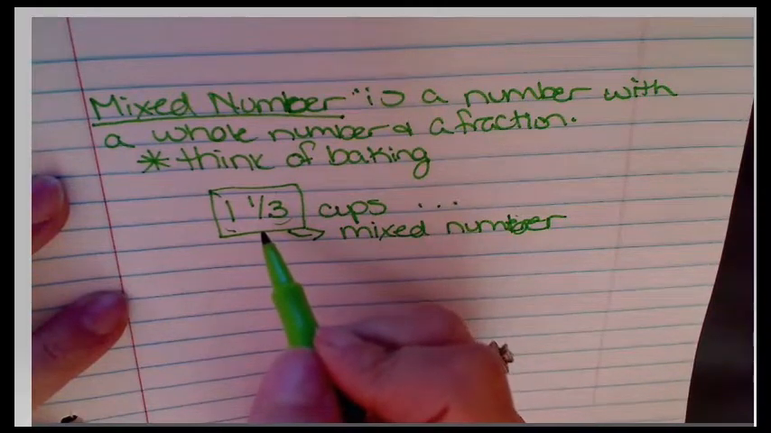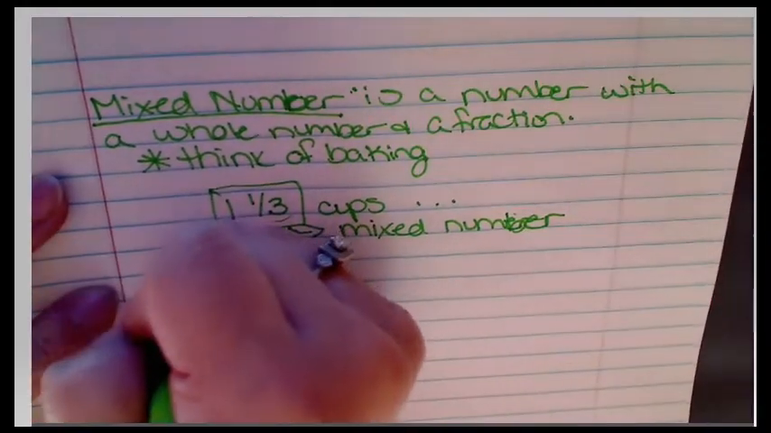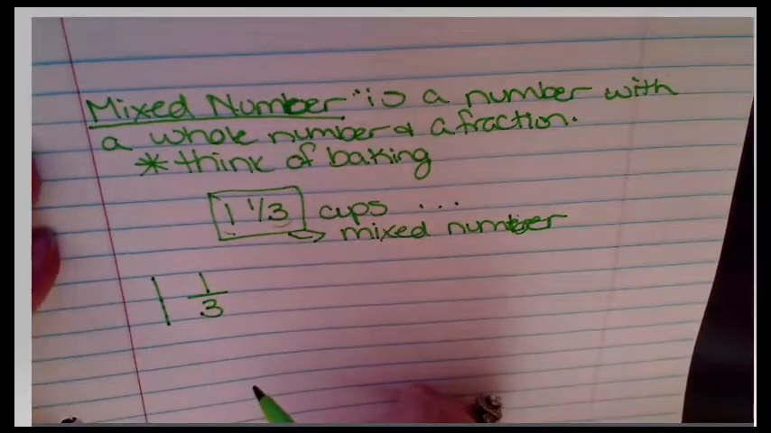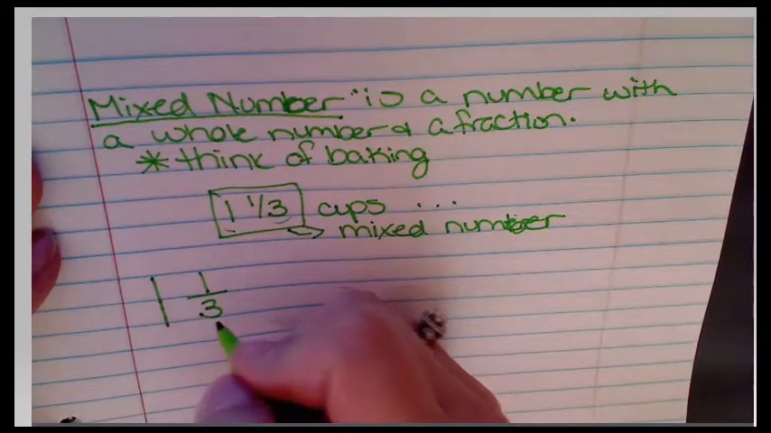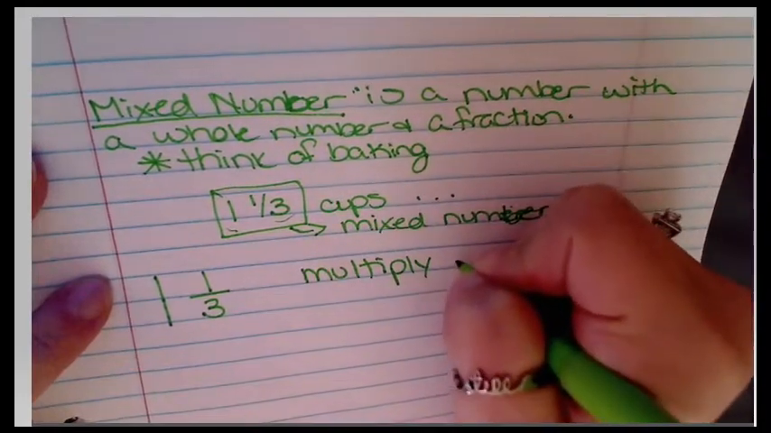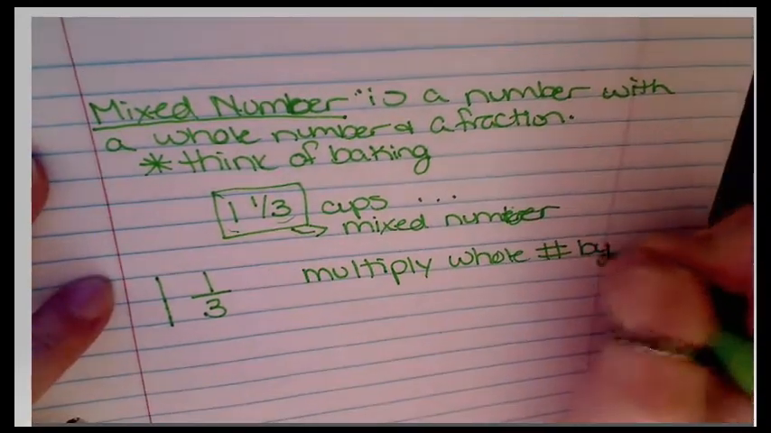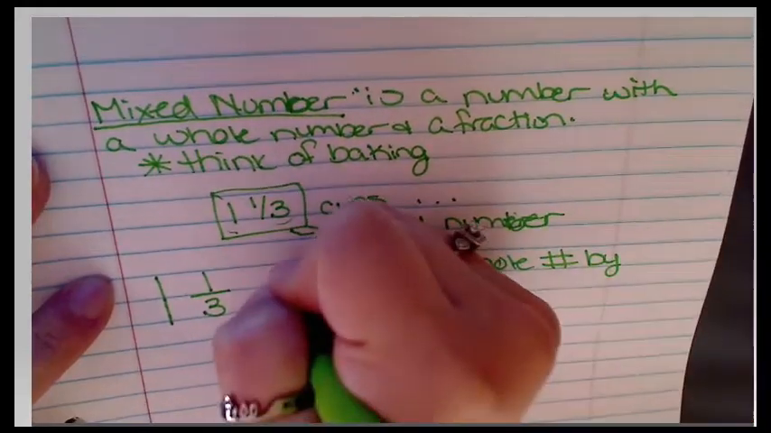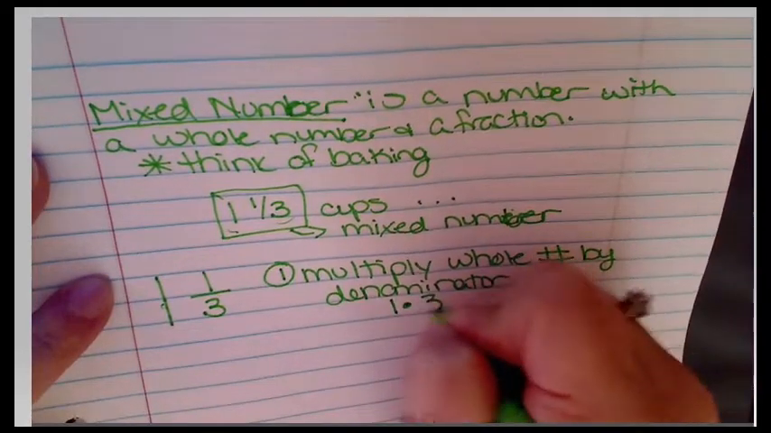So what if we have to transfer this into something that's just a fraction? What you're going to do is we'll just do this problem, 1 1/3. You're going to multiply the whole number by the denominator. So this is step 1, which is 1 times 3, which gives us 3.